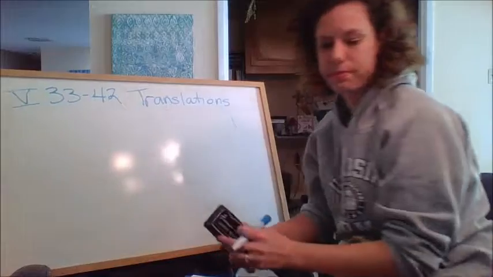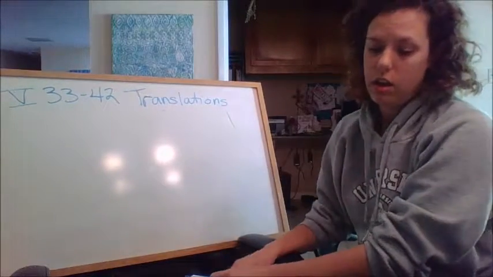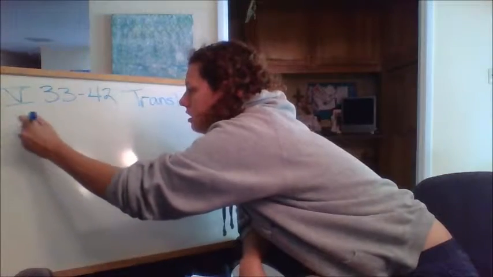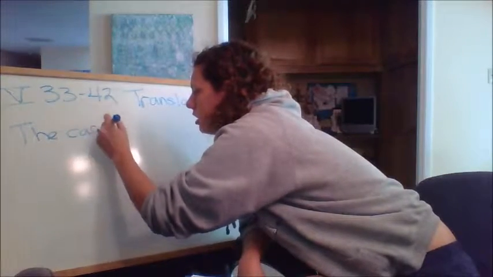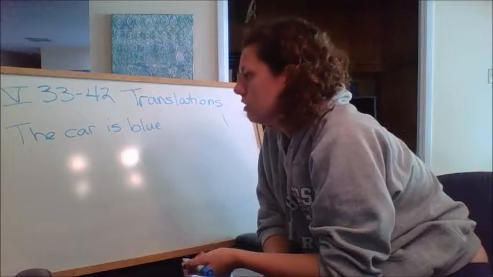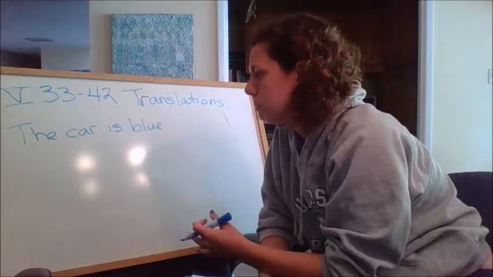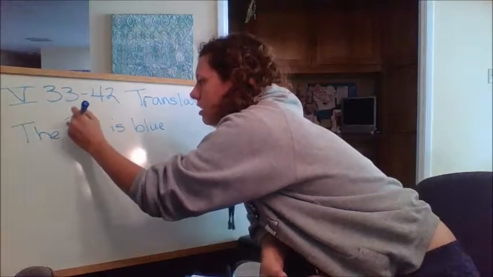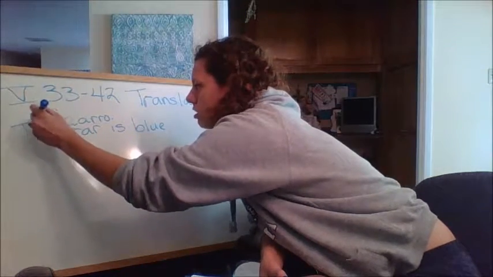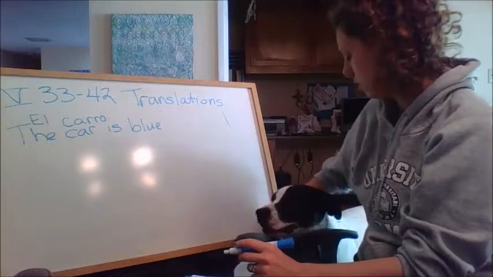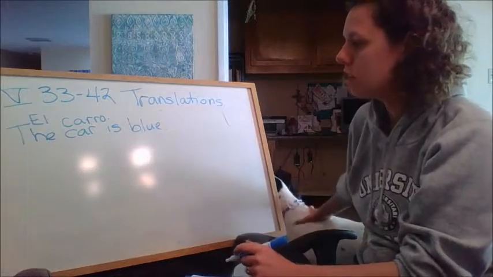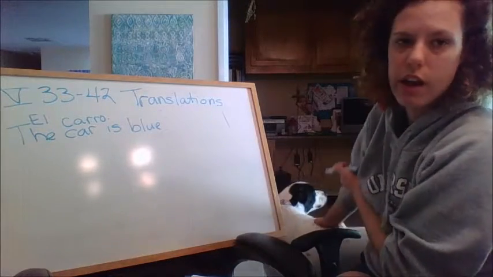What else? You might see something like the car is blue. Okay, so we have to work on this. We have to figure this out. I would do it step by step. You'd say car is carro. This has to match the car, so we say el carro, and then is, we have to decide if we're going to use ser or estar.